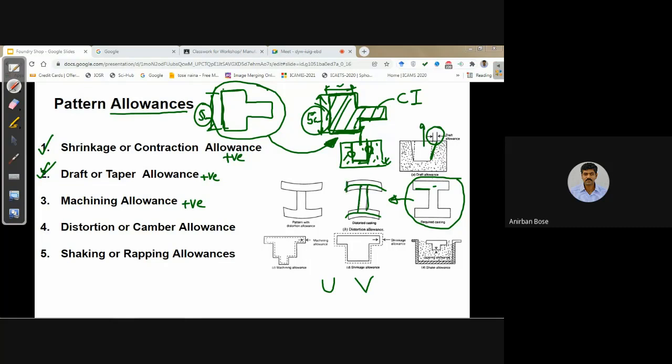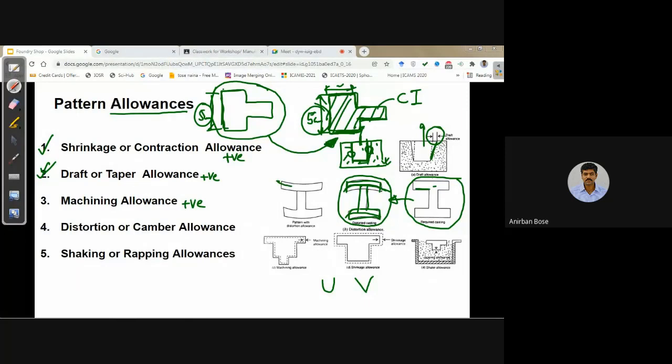Okay, so this is happening because of the non-uniform thermal expansion that is taking place in the sand mold, because these are very thin sections. So how to avoid this kind of distortion? If we understand that the distortion is going to take place in that direction, then initially in the pattern we can provide some camber.